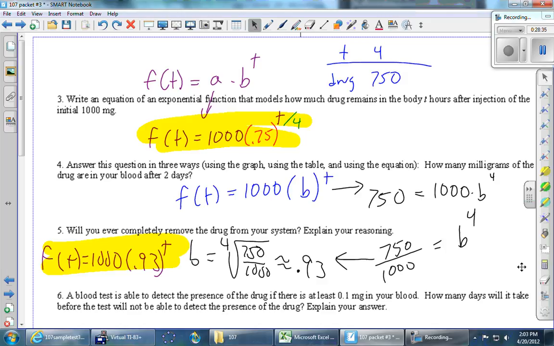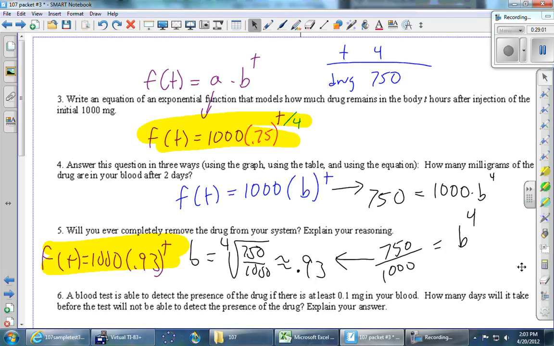And so I actually like both of these formulas in yellow, but for different reasons. I like the top one because the top one feels intuitive to me. There was nothing intuitive about the 4th root of 750 over 1,000, not for me anyway. But the top one feels pretty good to me. I like the 75%. That was kind of given in the problem. I like the t over 4. That's saying every 4 hours. The bottom one is not intuitive, but it's something I can follow. I can do this process.